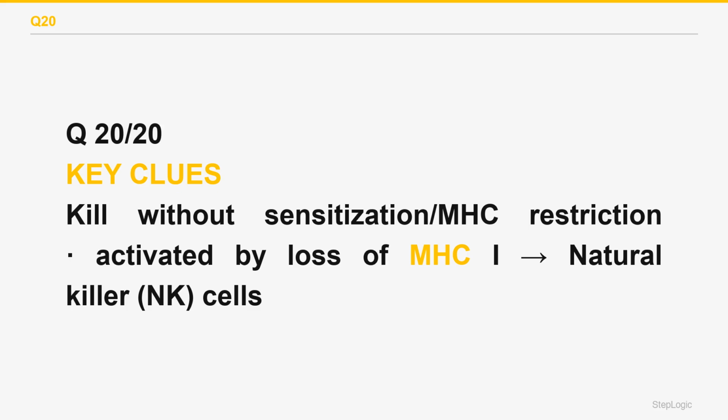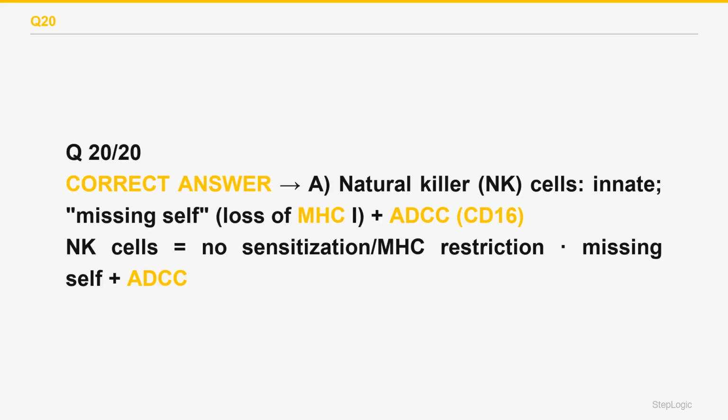Second, antibody-dependent cellular cytotoxicity, ADCC. NK cells use their CD16 Fc receptor to bind antibody-coated cells and destroy them. The correct answer is A. NK cells fill a crucial gap. Viruses and tumors that hide from cytotoxic T cells by reducing MHC-I make themselves targets for NK cells. If you don't show your MHC-I, the NK cell kills you. They kill via perforin and granzymes like CD8 T cells and release interferon gamma. They are enhanced by IL-2, IL-12, and interferons. The innate cytotoxic cell, activated by missing self and by ADCC through CD16, is the natural killer cell.